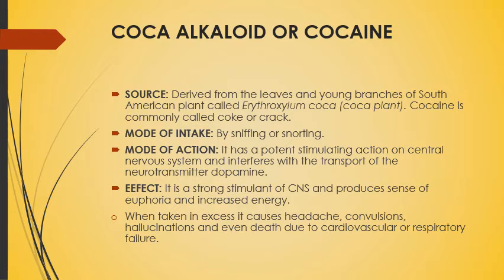neurotransmitters, that is dopamine. So the messages are not going to be received by the various parts of our body because they inhibit the neurotransmitters. So it is a strong stimulant to the CNS, means central nervous system, and produces a sense of euphoria. Euphoria का मतलब होता है extreme happiness, खूब खुश होना, and increased energy.